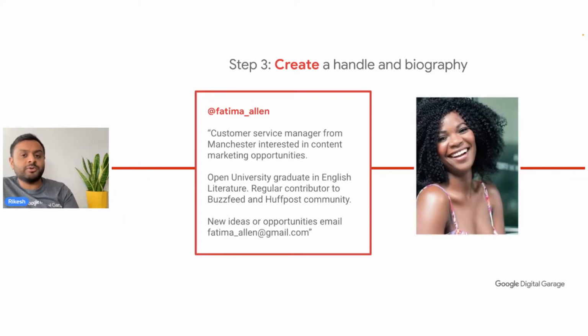So now step 3. So we've spoken about setting a goal, thinking about our audience and finding out the information about our audience. Now step 3 is all about creating a handle and a biography as well. So a handle is typically our username online. And we've got an example here of Fatima, who we saw earlier on with her LinkedIn profile. So with Fatima, she might have wanted to use @FatimaAllen as her username, but that wasn't available. So she's actually using something which still gets her first name and surname in there. So she's used a special character in an underscore.